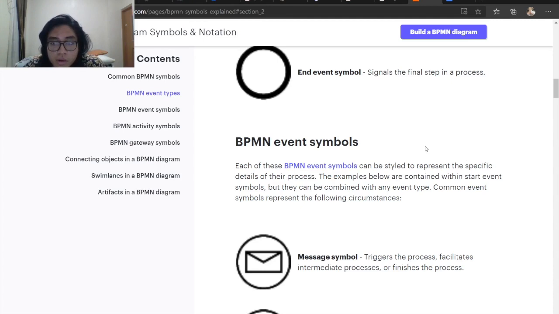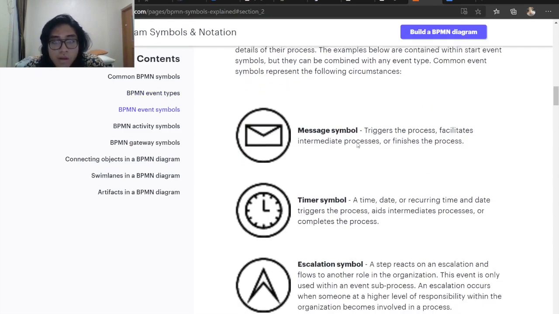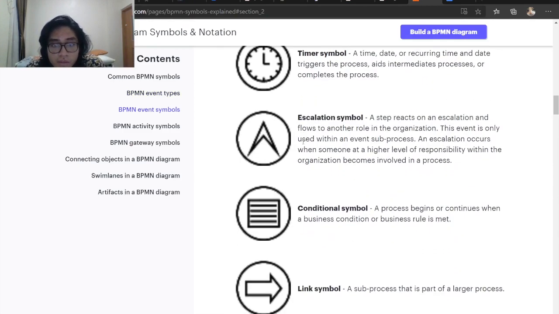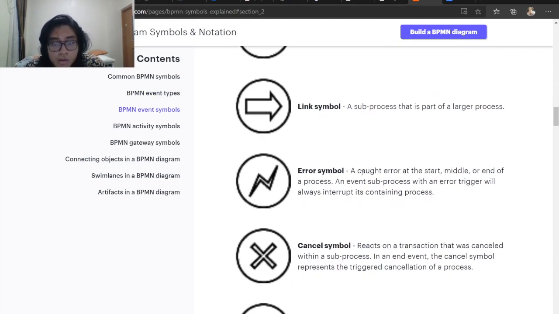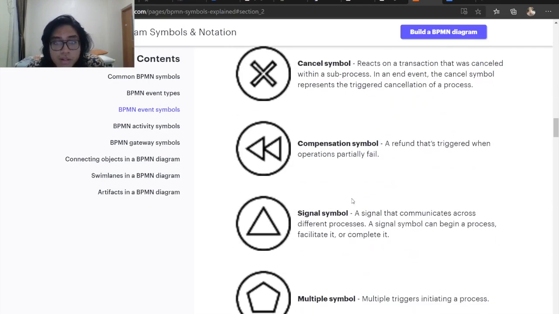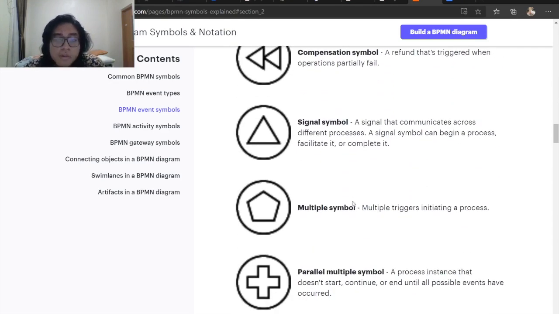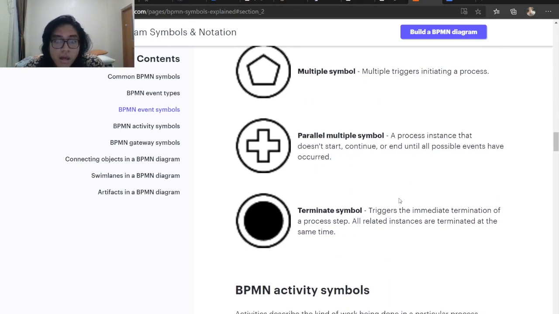The examples below are shown with start event symbols, but they can be combined with any event type except the end event symbol, because after the end event symbol there are no other activities. So here we have the message symbol, timer, escalation, conditional symbol, link symbol, error symbol, cancel symbol, compensation symbol, signal symbol, multiple symbol, parallel multiple symbol, and terminate symbol.